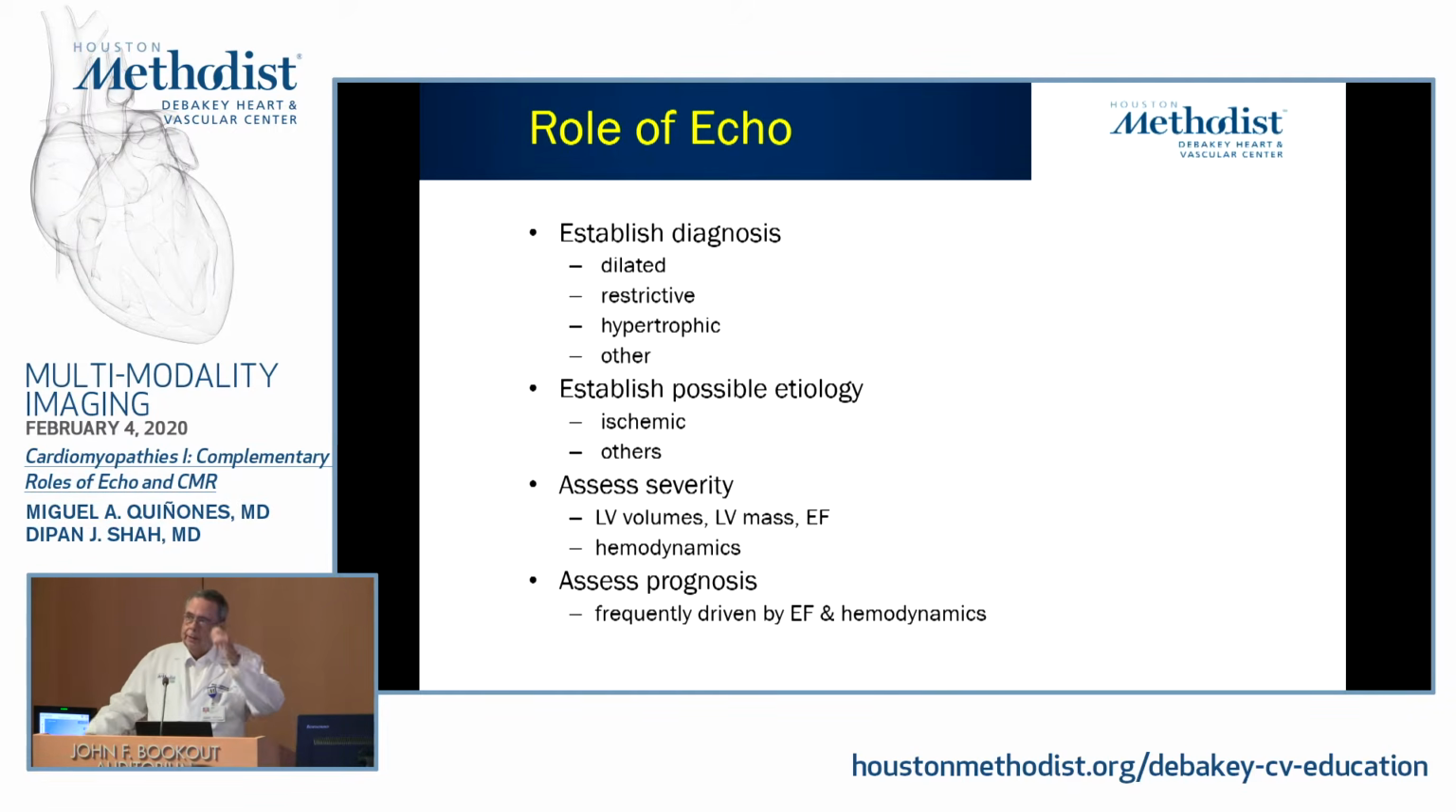So echo has been the main stem of initiating a diagnosis of cardiomyopathies. Nowadays, it may not be the final word because now we have other techniques that can help us pinpoint more etiologies and whatnot, but echo continues to be the starter. Patients present in different ways, abnormal EKG, symptoms, family history. And then echo helps us establish the fact that there is some type of cardiomyopathy, dilated, restrictive, hypertrophic, or other. It gives us some clue on the etiology, although this is an area that other imaging modalities can be more helpful.